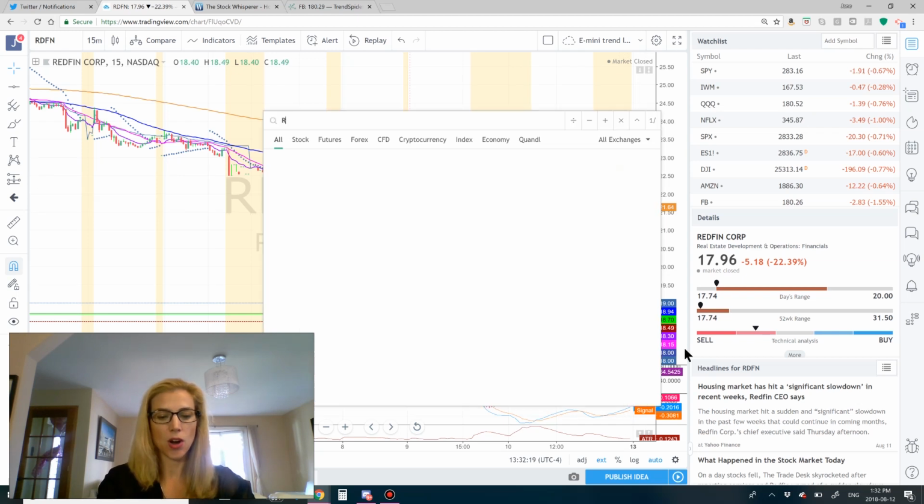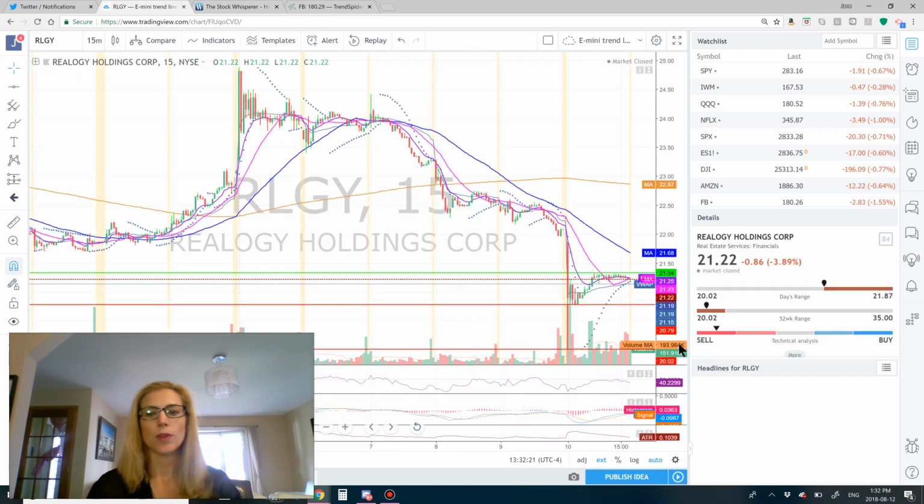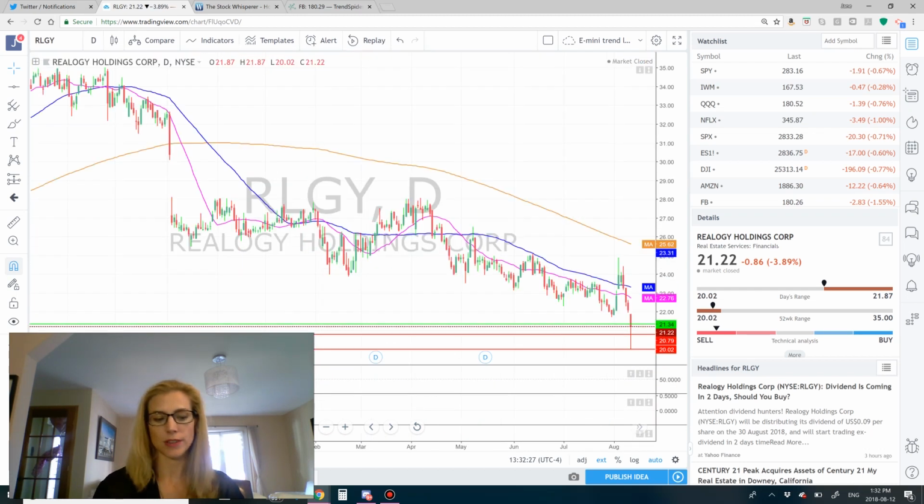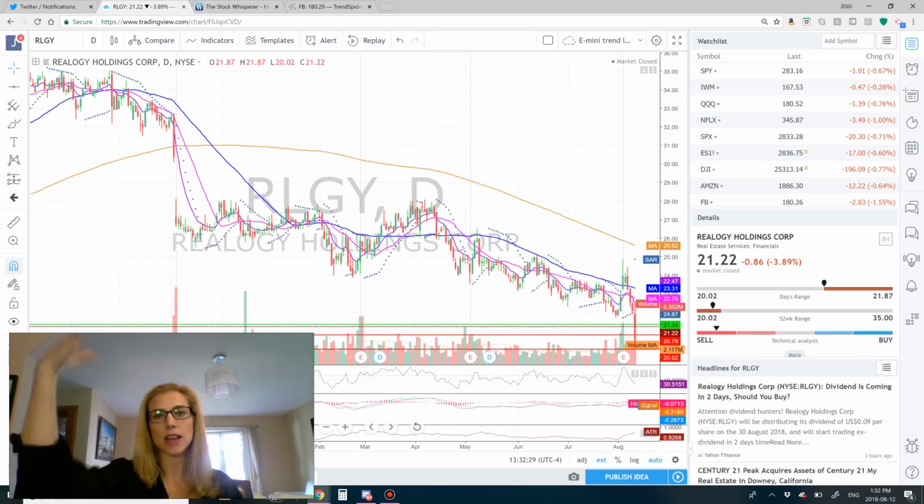Then we have RLGY, for a support of 20.79, resistance of 21.34. These are all 52-week lows. As you guys know, I like to find the ones that are breaking out to the top or breaking out to the bottom because they tend to have continuation for a couple of days afterwards as well. So this one does have 125 million in the float.